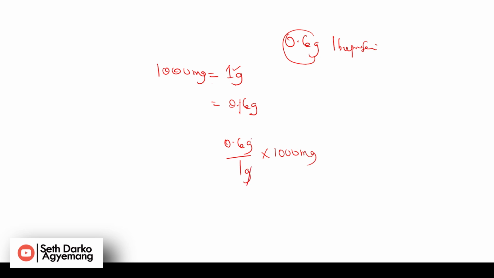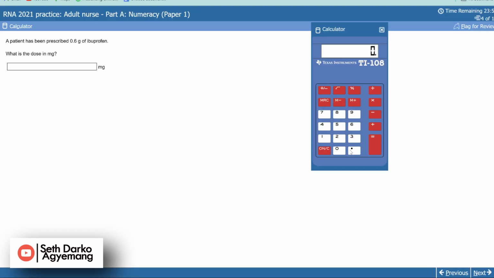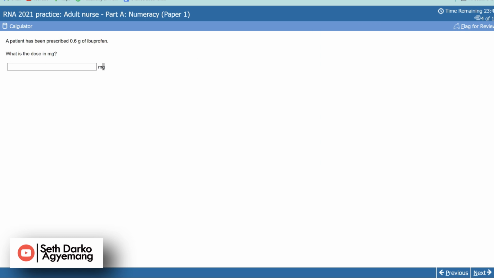So this gram will cancel this gram. 0.6 over 1 is 0.6 times 1000. Now you can go back to use the calculator. 0.6 times 1000. Let's see the answer. 600 milligram. So you can pop the answer on there. We only just have to type the number because the unit has been given. Okay, so 600 milligram. Now let's move on to the next question.